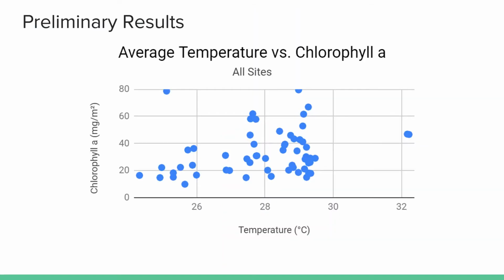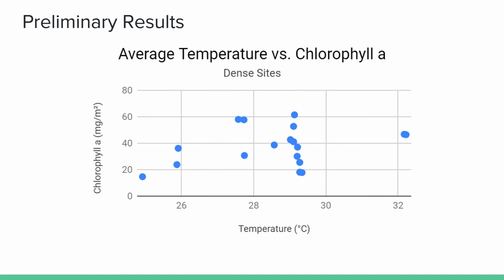Here are my preliminary results. I graphed the chlorophyll A, which is a measure of how much microalgae there is, versus the temperature in degrees Celsius. As you can see, the data is a bit messy, but this is what we would expect from a complicated system where we not only have to take into account the temperature, but also the density of seagrass, what nutrients are in the sediment, the grain size of the sediment, what other organisms are in the area, and a variety of other factors.